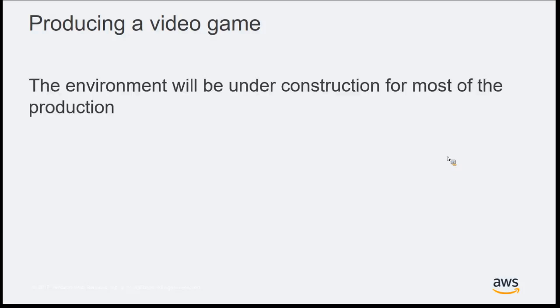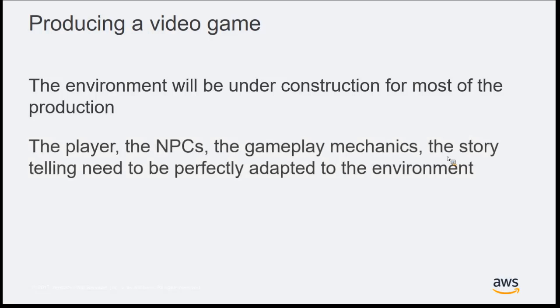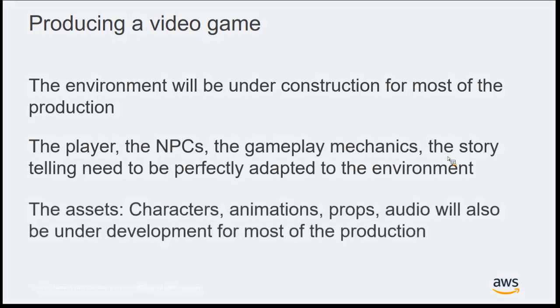When I said that the production of a video game is very different than other media, it's because all the pieces are moving at the same time. The environment into which the game will take place will be under construction for most of the production, for instance. We can't just select the location where we're going to shoot that sequence or go in front of a green screen and just act it and then put it together. The player, the NPCs, the non-playable characters, the gameplay mechanics, the storytelling, everything needs to be perfectly adapted to that environment, which once again will be under construction for the whole production. The assets, the characters, the character animations, the props, the audio will also be under development for most of the production, and everything will come together into a final assembly or in a final package very close to the end.